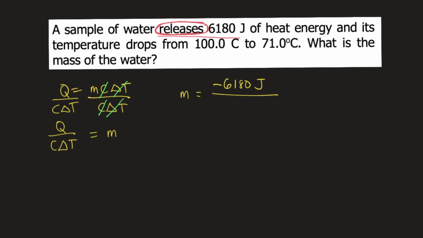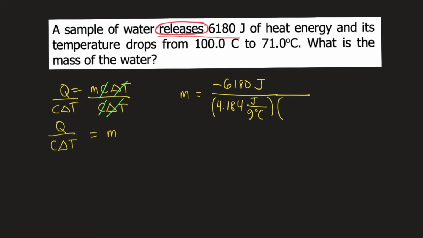Divided by c. c is the specific heat capacity of water. Although it is not given in the problem, we must be familiar with the specific heat capacity of water because we will encounter this in many problems regarding thermochemistry or calorimetry. So c, or specific heat capacity of water, is 4.184 joules per gram degree Celsius.